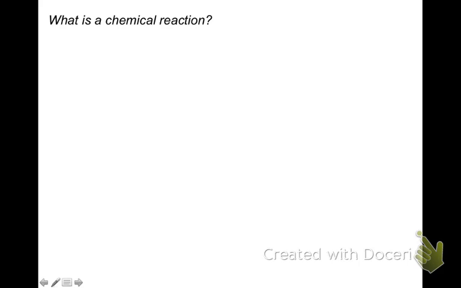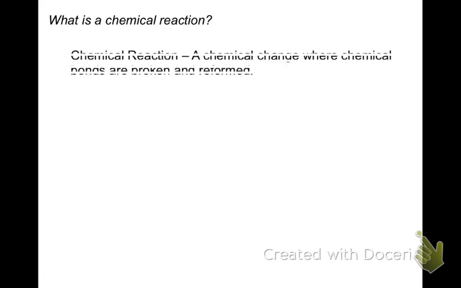So first of all, what is a chemical reaction? What is its definition? A chemical reaction, by definition, is a chemical change. Now remember we talked about that at the beginning of the year. A chemical change where chemical bonds are first broken. So I'm going to highlight that. First they're broken, and then they are reformed. So old bonds are broken and new bonds are made.